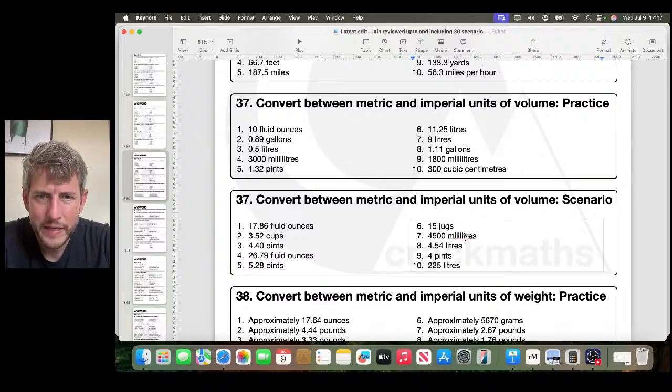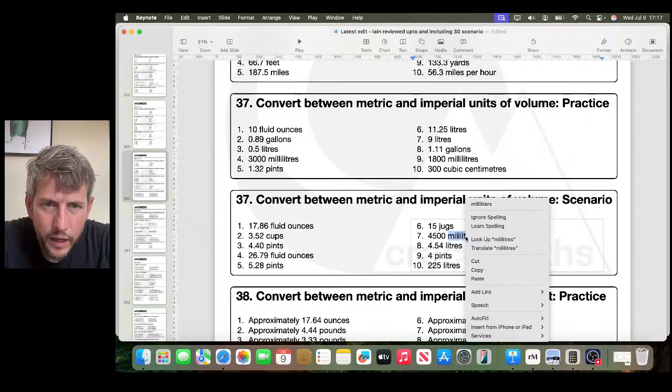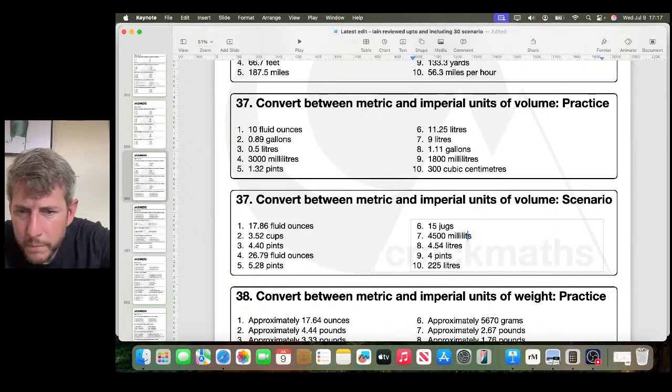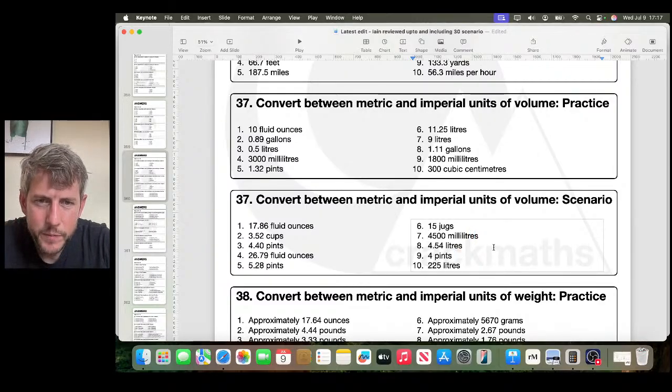Is that how we spell millilitres? One second. That's the American spelling. It's the English spelling. Okay, right. So that's now corrected.